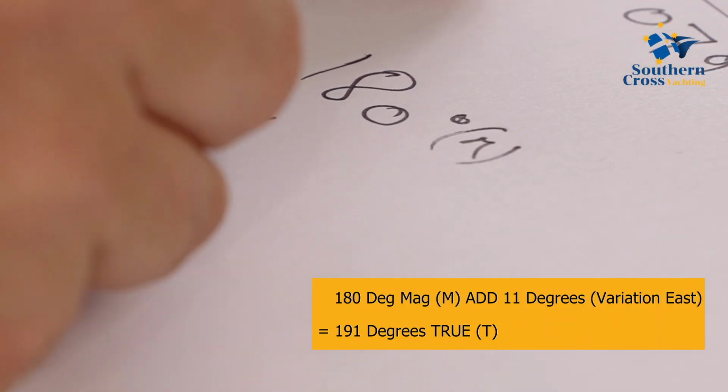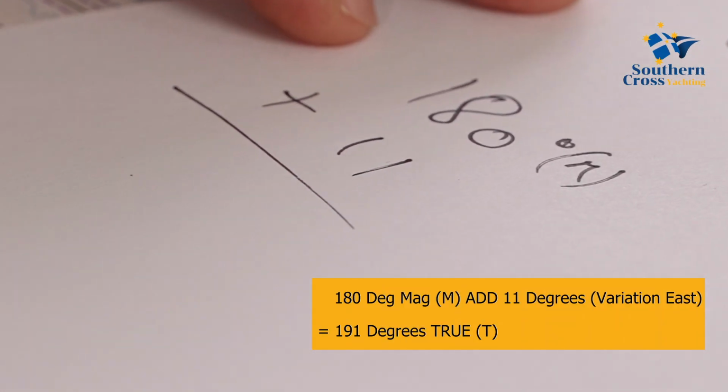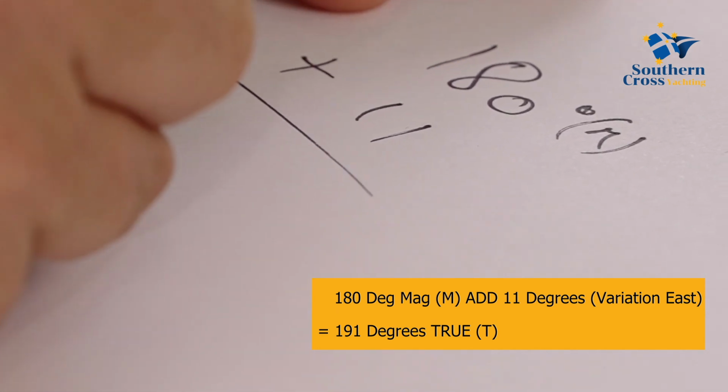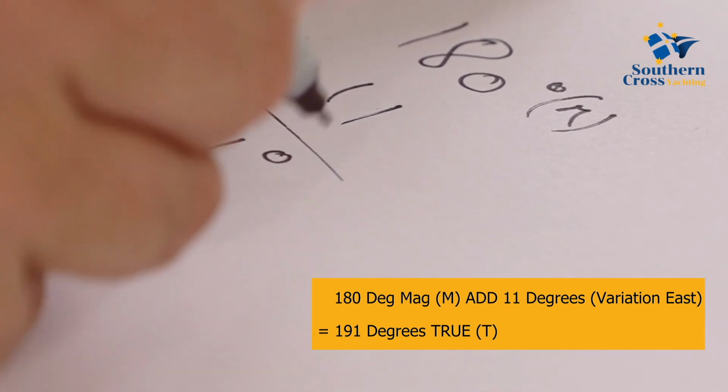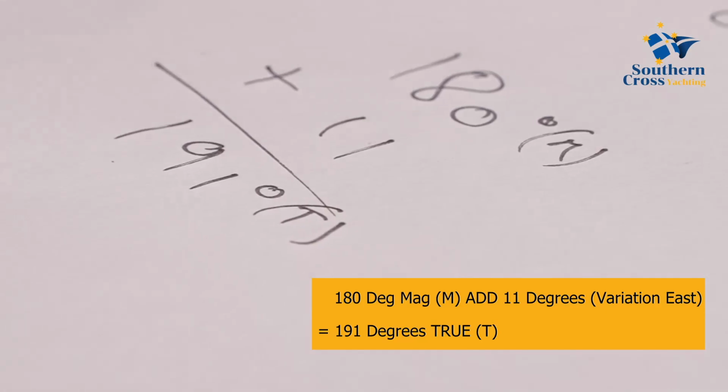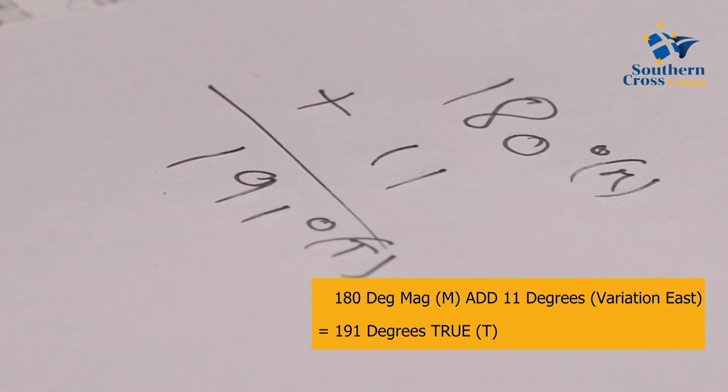So let's say they said 180, I'll just write that down for you. So 180 magnetic, we'll come on to compass in a moment because that's something slightly different again. And instead of minusing the 11, we would add the 11 degrees, and that 180 magnetic would turn into 191 true. And that's the number that we would then use to draw onto the chart.